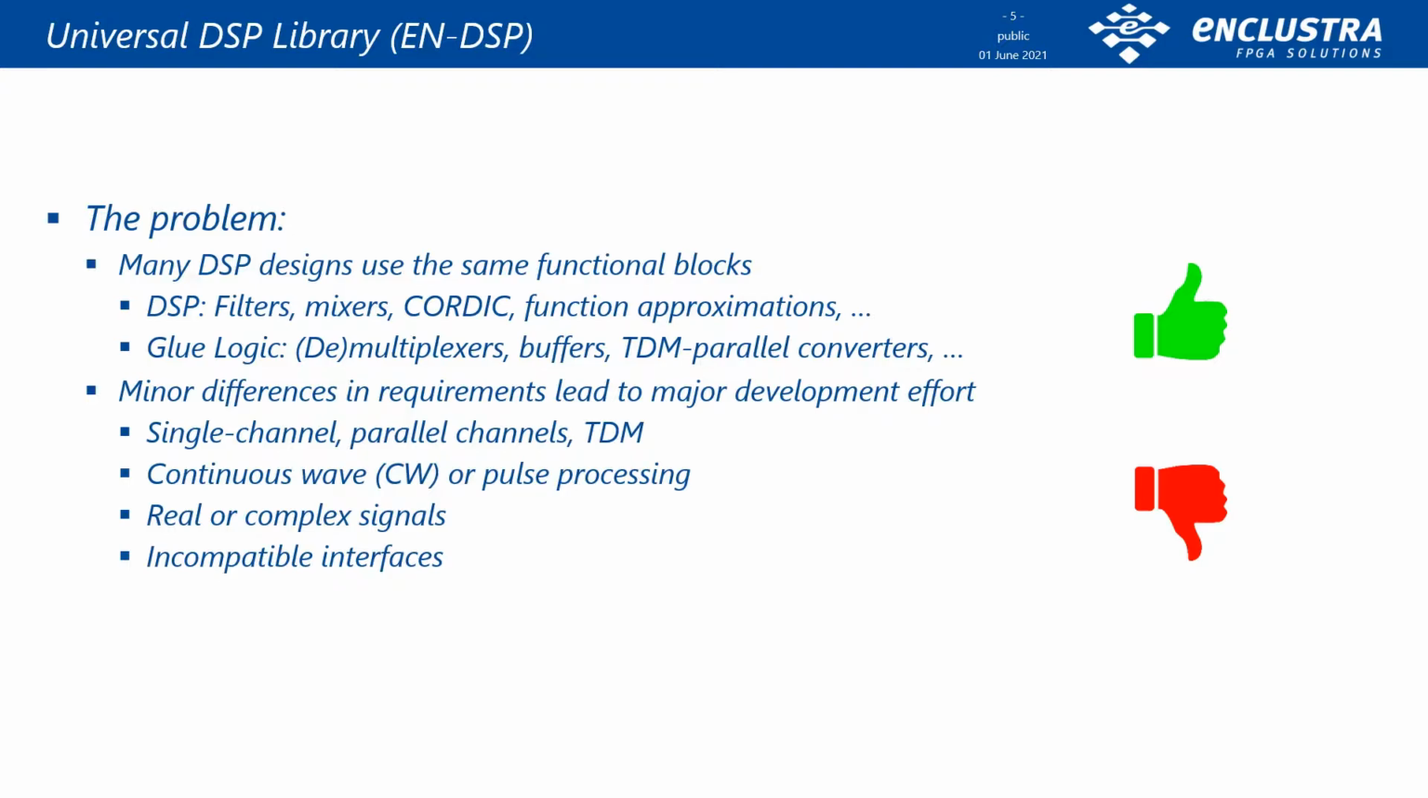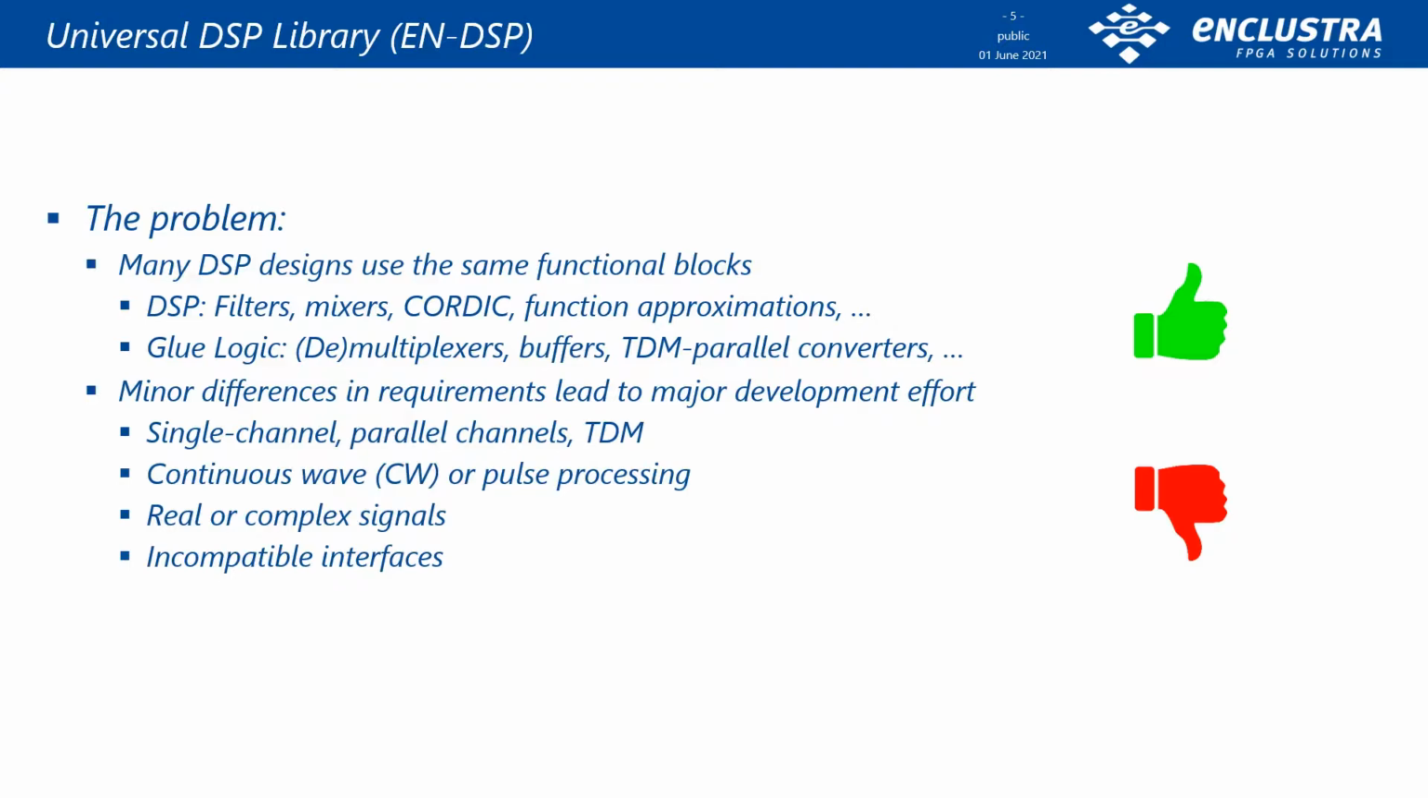So, what is our universal DSP library about, and what is the problem that we want to solve? Well, over the years, we've found that many digital signal processing systems use the same functional blocks. This is not only DSP blocks like FIR filters, IIR filters, CIC filters, mixers, codecs, and so on, but also simple glue logic like multiplexers, demultiplexers, buffers, interface converters, and so on. And this should be a good thing. It should mean that we can reuse code and reduce our development cost and risk.